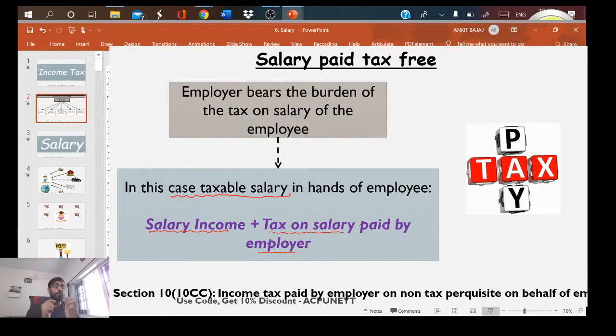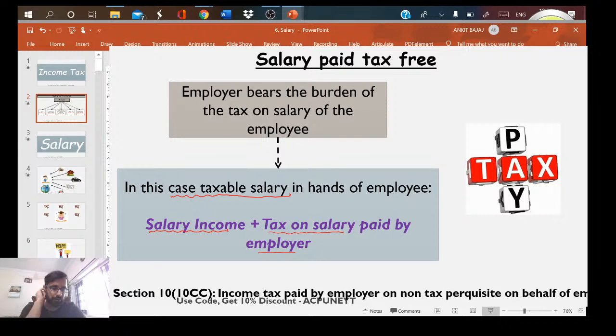If the employer is paying tax on behalf of you, that tax part is going to be included in your salary income. Are you able to understand this thing? That tax part is also going to be included in your salary income. Okay, sir. We got it.